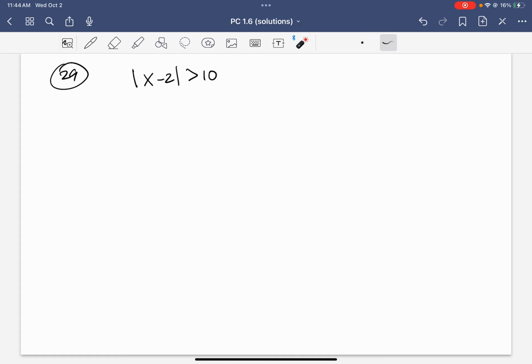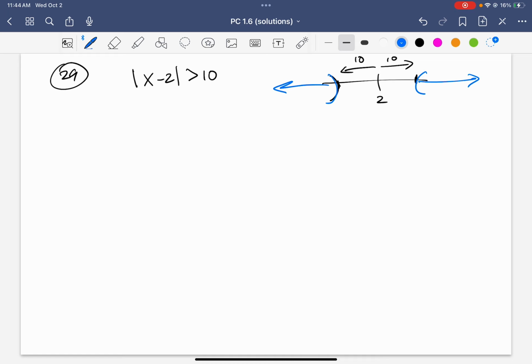Well, first, I could really understand it. This is my distance, x's that are greater than 10 from the number 2. So my distance from 2 is larger than 10. So here's the number 2, and I want to either be out 10 this way or 10 this way. You need to be bigger than 10 away, so you're out here, or you're bigger than 10 away out here.